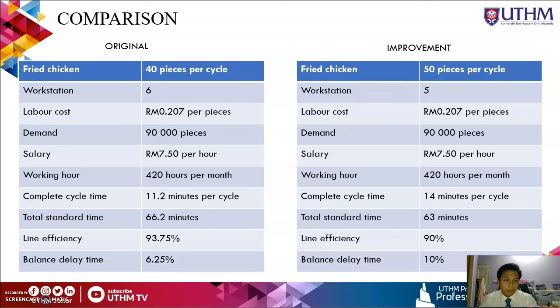As you can see, for the improvement, we fried 50 pieces per cycle and the complete cycle time increased to 40 minutes per cycle, while the total standard time decreased to 63 minutes from 66.2 minutes. So the number of workstations needed is 5, which is a decrease of 1 workstation from the previous. The line efficiency decreased a bit to 90% from 93.75%, but it's not a big difference.